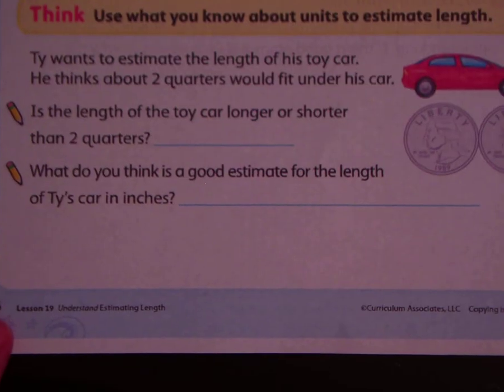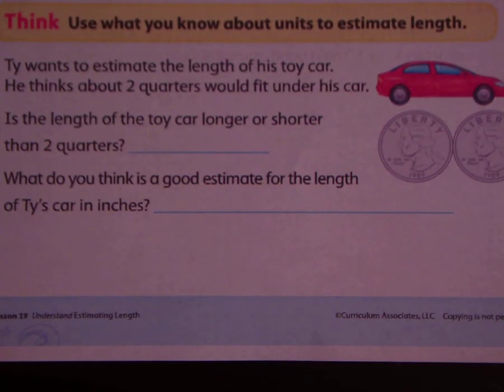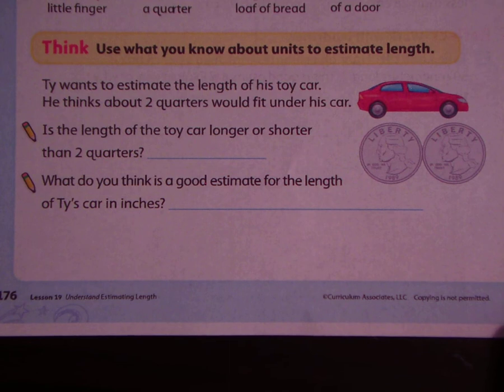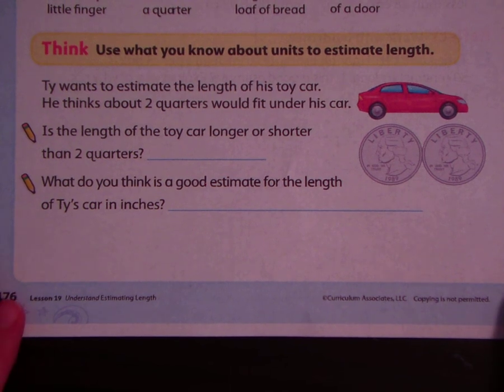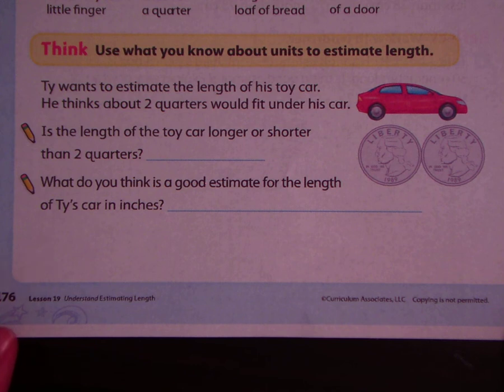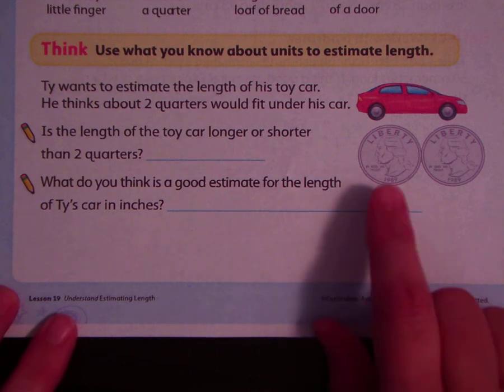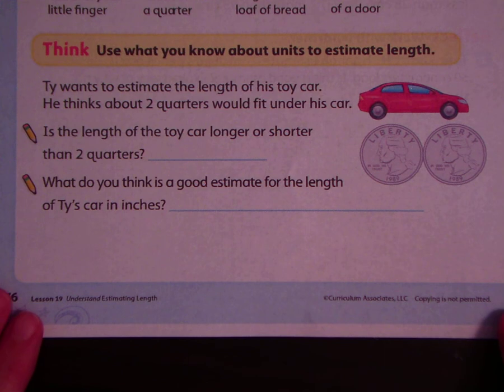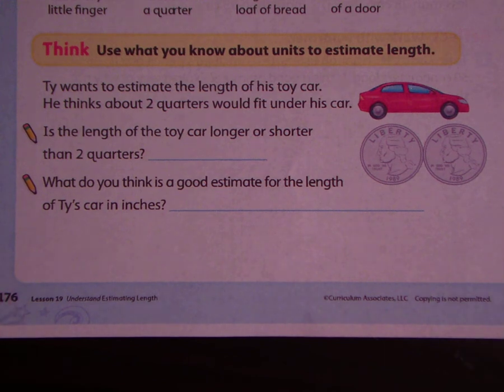So let's think about how we can use these everyday items to estimate the length of an object. Here Ty has his toy car. He wants to estimate the length of his toy car. He thinks it's about 2 quarters. So what he did is he placed, as you can see, 2 quarters underneath his toy car. So is the length of the toy car longer or shorter than 2 quarters?